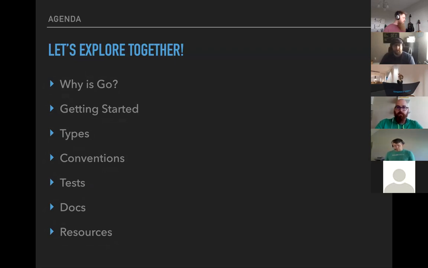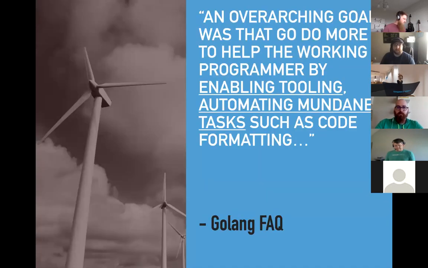So first off, why is Go? One of the things that you'll pull from the FAQ about Go, if you look at the reasoning behind why they created it, was, and the emphasis here is mine, basically they wanted to help the working programmer by enabling tooling and automating mundane tasks, such as code formatting and stuff like that. I love their emphasis on tooling. And an interesting thing is that when people say Go, it actually refers to two things. It refers to the language. The language is called Go. It also refers to the Go tool.